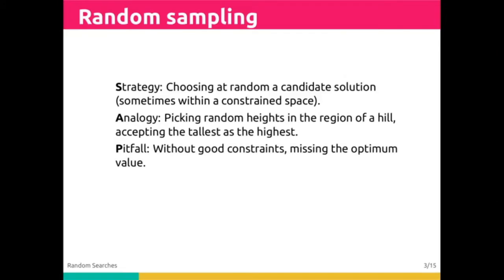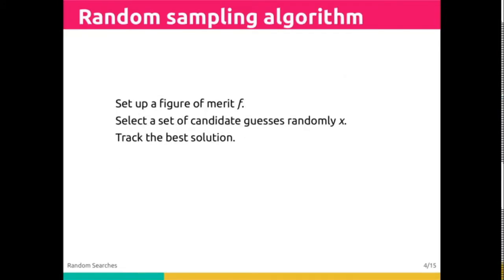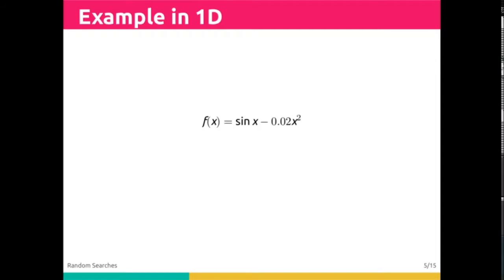Let's look at this for a particular problem. First, we're going to set up a figure of merit f. F is just going to be our function. We're going to select a set of candidate guesses randomly, which are x, and we're just going to keep track of the best solution. We're going to look at the statement f of x equals sine x minus 0.02 x squared.